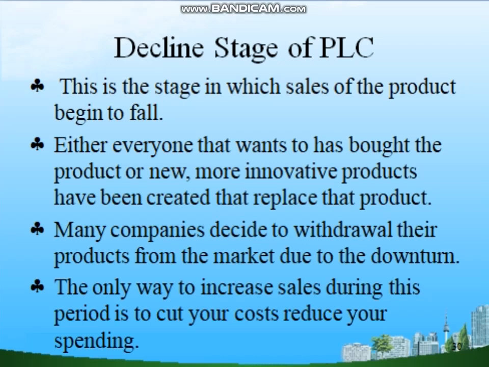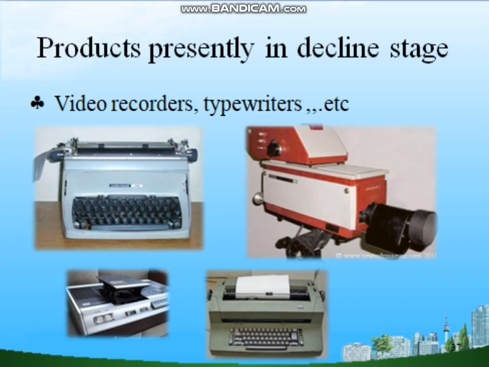Then many companies will decide to withdraw their product from the market during this downturn, and the only way to increase sales during this period is to cut your cost, reduce your spending, etc. This stage will lead to the gradual phasing out of the product. Some examples of this are video recorders, typewriters, fountain pens, carbon papers, etc.